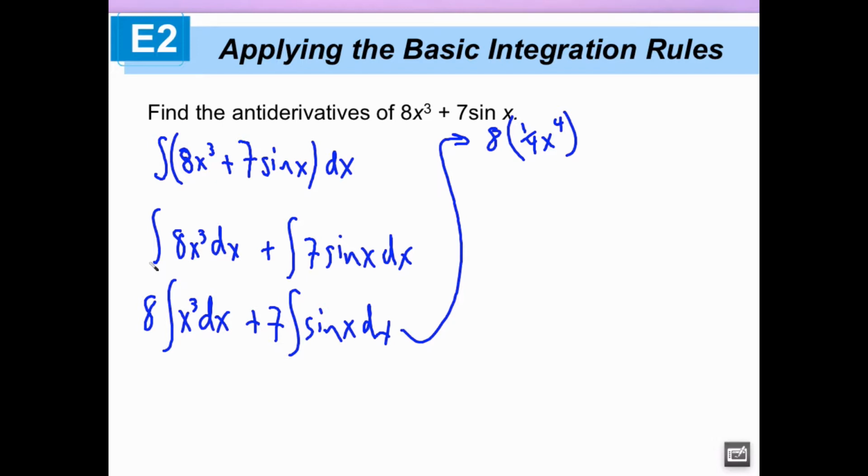All right, Tyler, what do you think, buddy? I'm going to have to say negative cosine x. We good? No, we're not. What about plus C? Then clean this thing up a little bit: 2x to the 4th minus 7 cosine x plus C. Well done. These parentheses are important because it's not 7 minus cosine, it's 7 times the opposite of cosine of x.